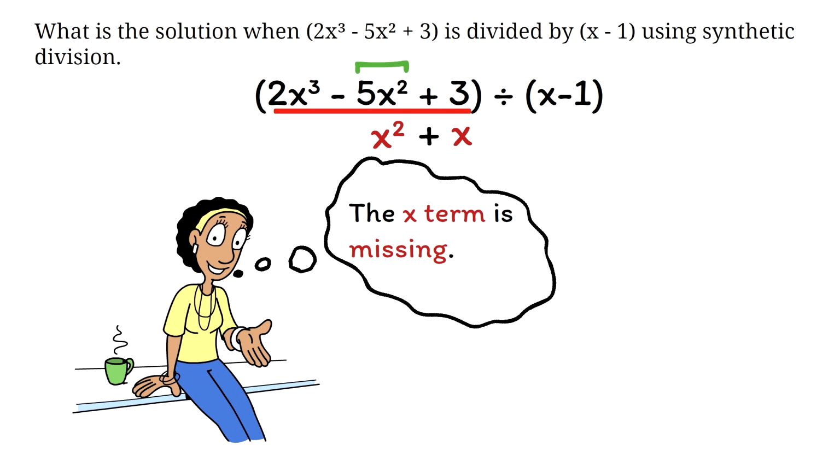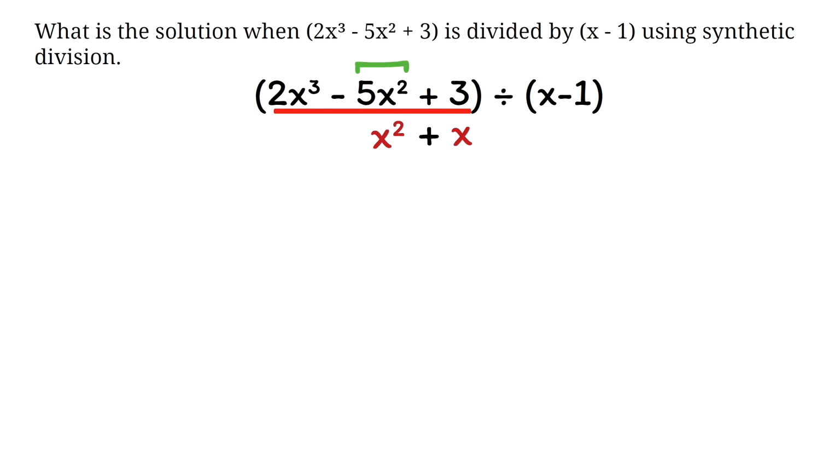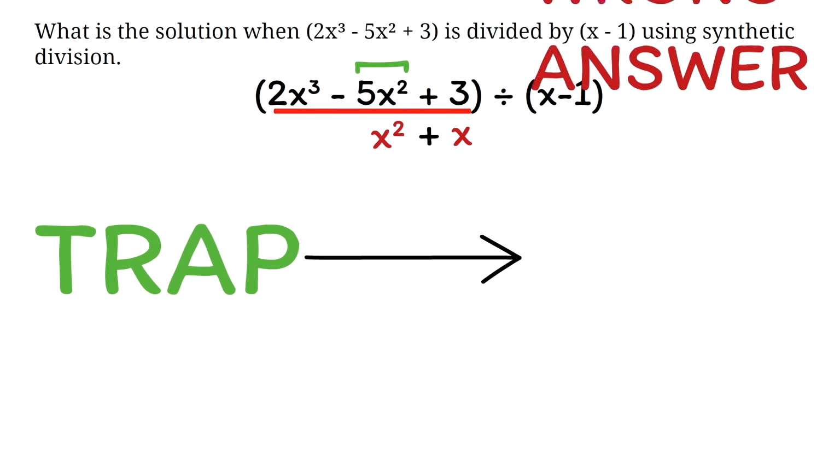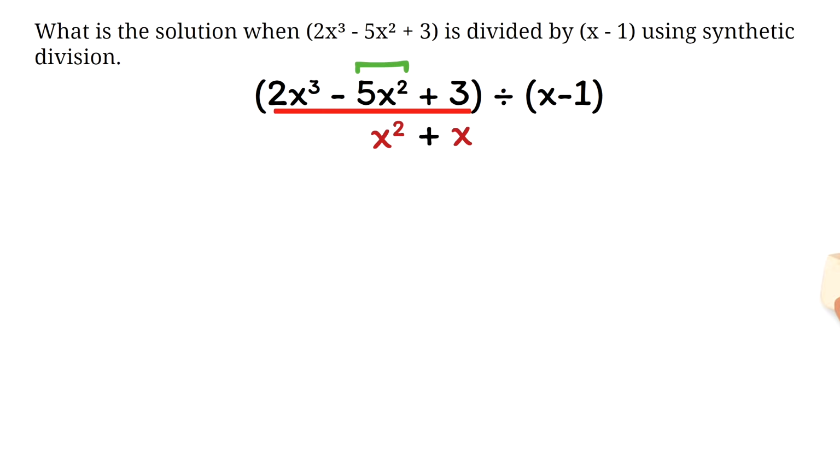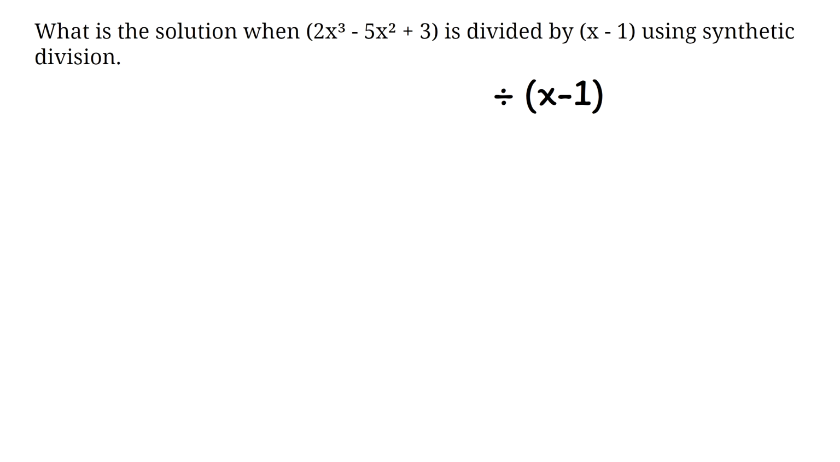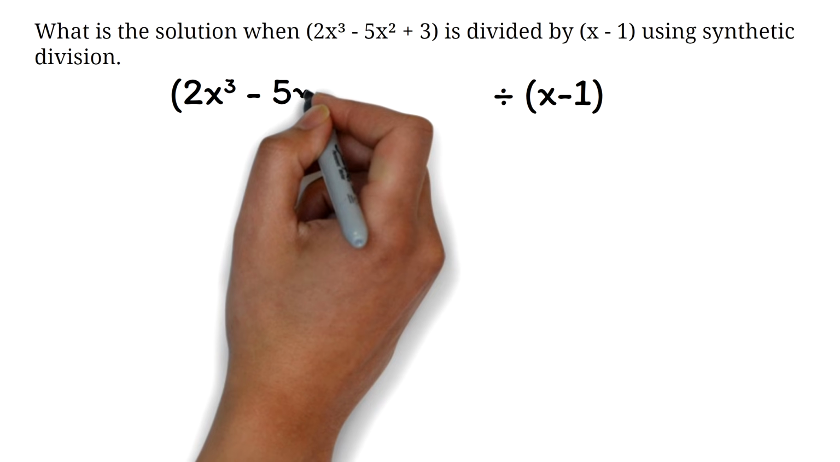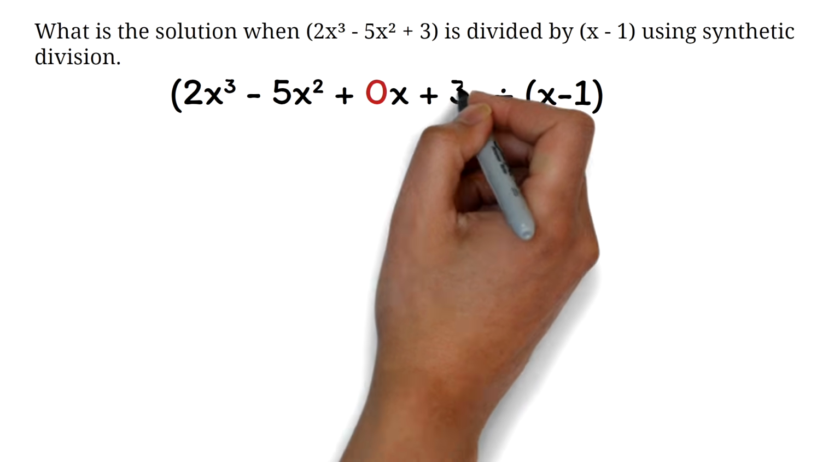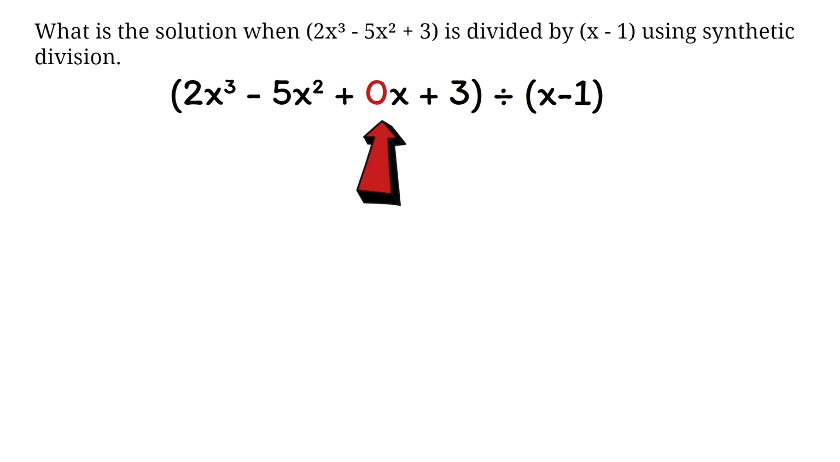When students see a problem like this, they usually jump straight into synthetic division. But if we do that, without fixing the missing term first, it becomes a trap. And that trap will lead us to the wrong answer. Whenever we have a missing term, we still have to account for it by replacing it with 0x. Therefore, we'll rewrite the first polynomial to become 2x cubed minus 5x squared plus 0x plus 3. Notice we introduced 0x.